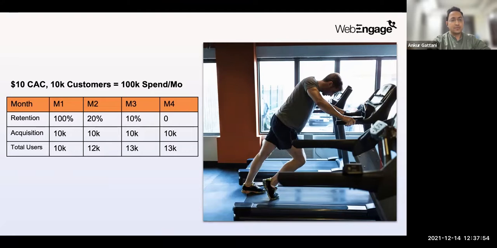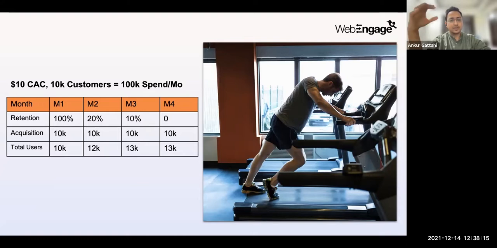Now, if you see the total users, which is the active base that we are talking about, the one that's transacting on a monthly basis, at the third month it's stagnating. And this is despite the fact that you're spending $100K to acquire new customers. So whatever is coming in from the top is actually leaking out from the bottom. So the bucket of active customers is not really getting filled up.